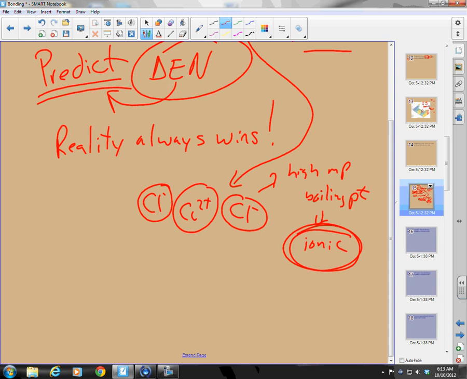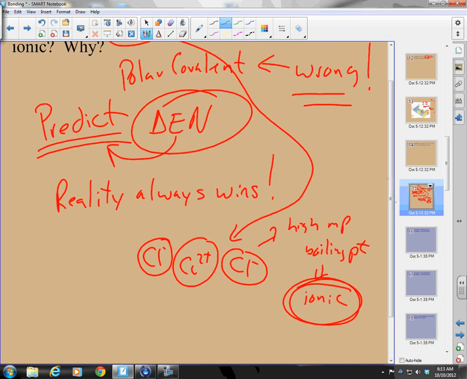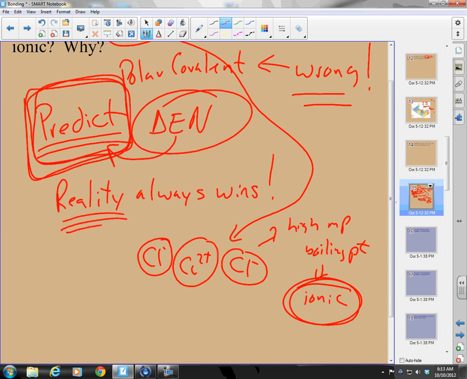And the reason I wanted to point this one out to you is always remember, our electronegativity differences only help us predict bond type. It doesn't mean it is a certain bond. Reality tells me what the bond really is, and by reality that means I look at the properties. If the properties are ionic, then guess what? It's an ionic compound.